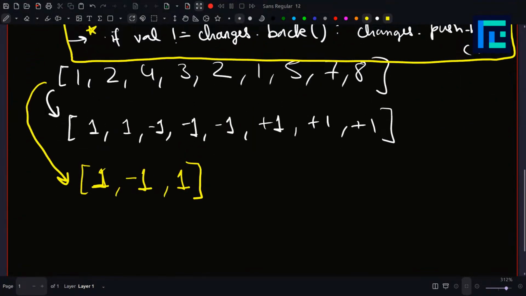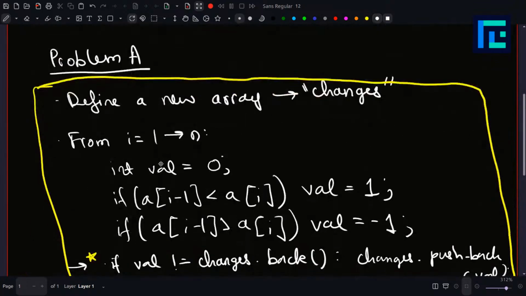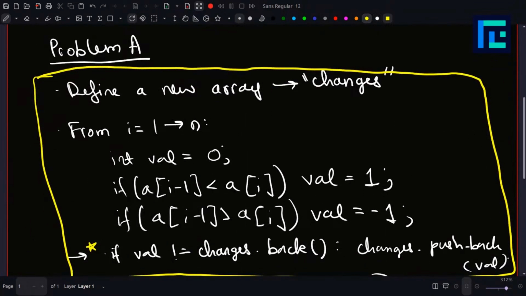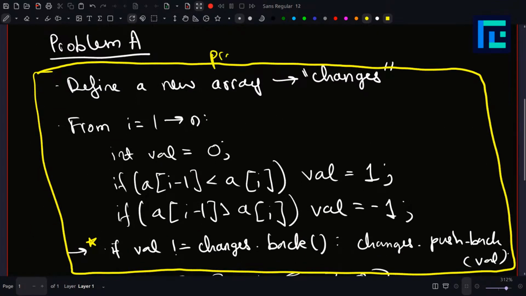Okay, let's take another example as well for this procedure. So please carefully see this procedure once if you haven't understood it yet. We're defining a new array of changes. We are going to go through i from 1 to n, and for each value we set value equals 0. If it's less than the previous value, we set -1. If it's greater than the previous value, we set 1. And then if it does not differ from the last thing which we put in changes, or if changes is empty, in that case we push this value back.